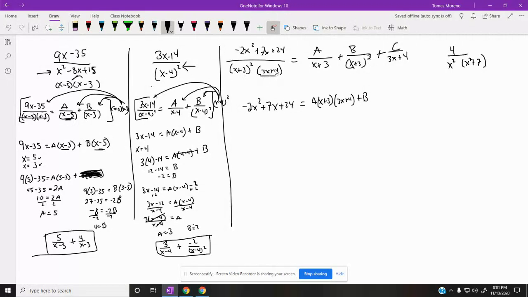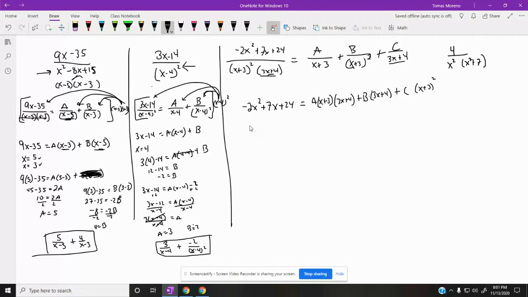So I'm just going to have b and this 3x plus 4. And then c, this part's going to cancel out with this one, so leaving us with c times x plus 3 squared. So it's just kind of like a combination type of deal.